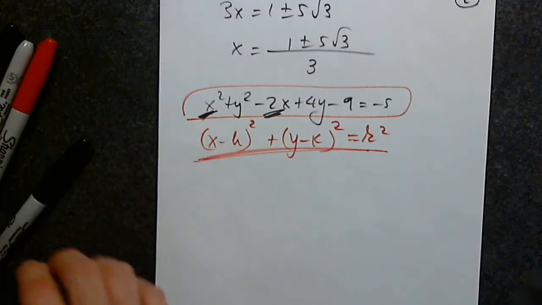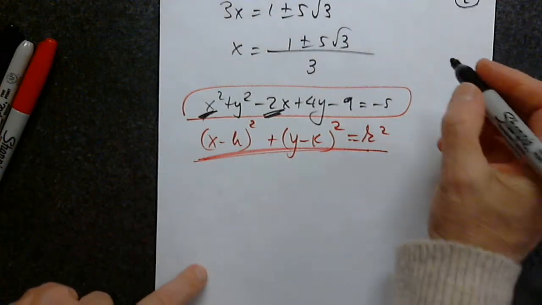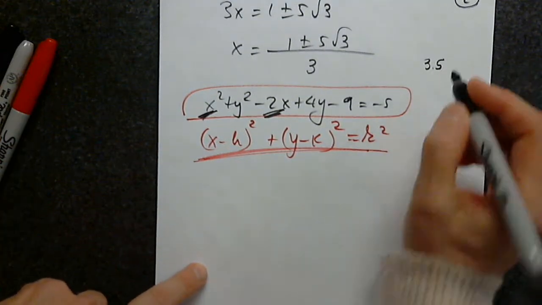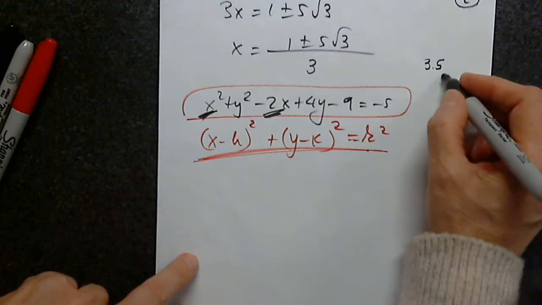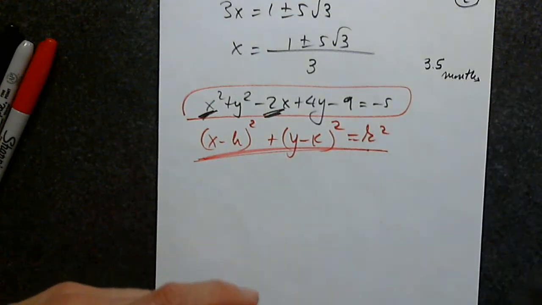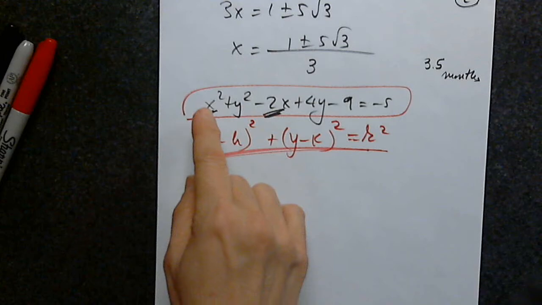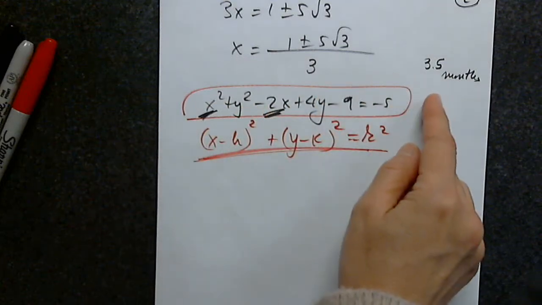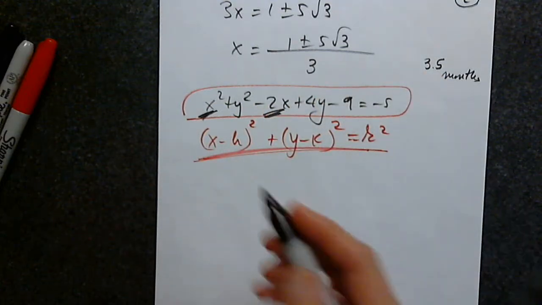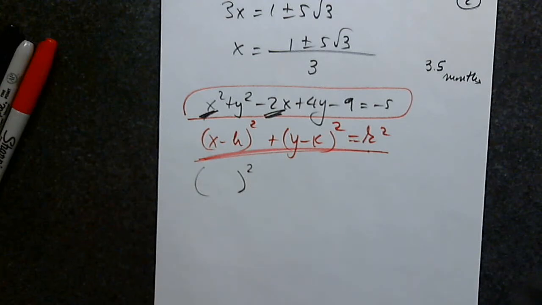x^2 - 2x. And let me refresh your memory. This was three and a half months ago with our very first handout. That's how we started the class. 3.5 months ago. So what do I need to add to x^2 - 2x? And I have to add it to both sides in order to complete the square with x.